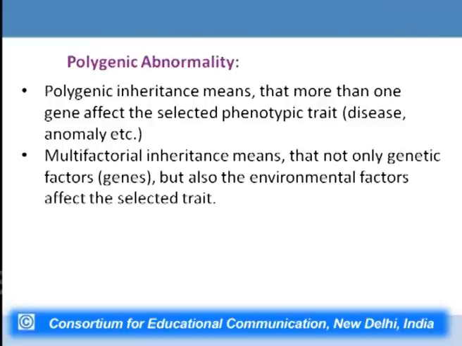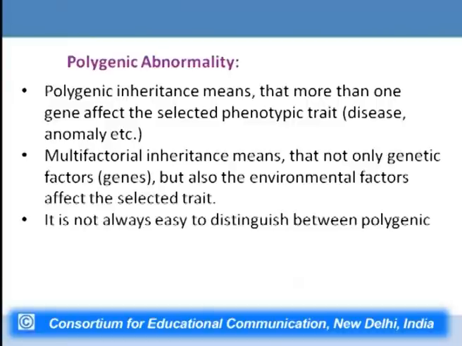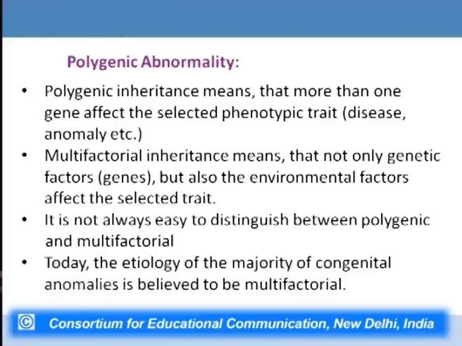Whereas multifactorial inheritance means that there are not only genetic factors but also environmental factors which affect the selected trait. So, we have to distinguish between these two. Polygenic means a number of genes affecting a given trait, and multifactorial inheritance means a number of genes and, apart from that, environmental factors which cause the formation of a given trait. So, it is not always very easy to distinguish between the polygenic abnormality and multifactorial abnormality.